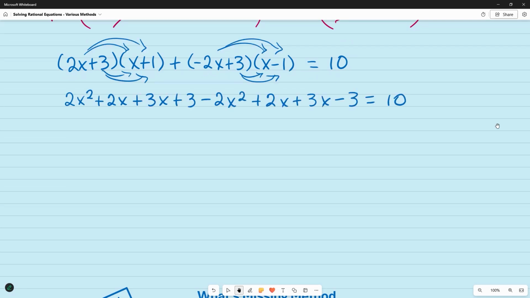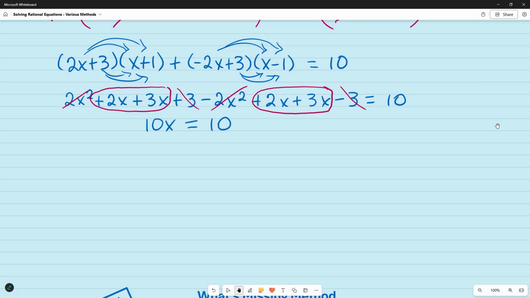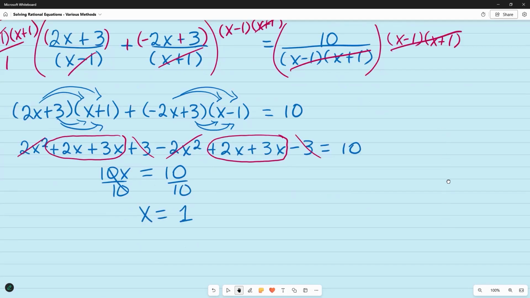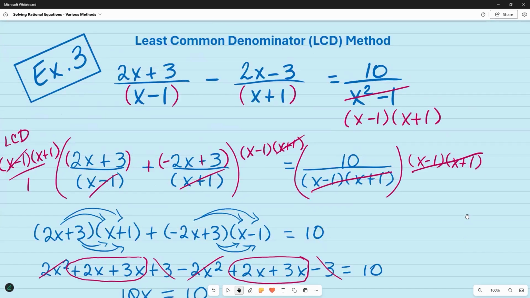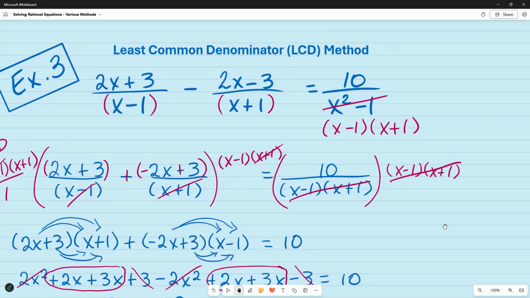So once I expand those binomials, what I'm going to do now is just combine like terms. What I notice is my x squareds canceled out as well as my constants canceled out. And so now, solving for x, I'm going to divide both sides by 10, and therefore x is going to equal 1. Before I can say 1 is my answer, I would have to go back to my original denominator and check for excluded values.